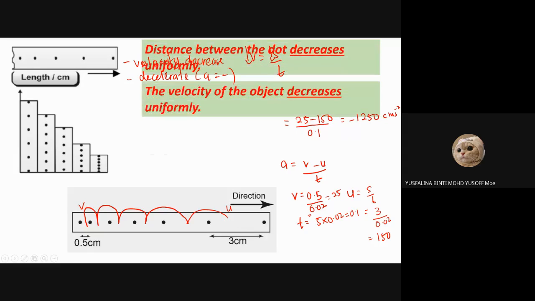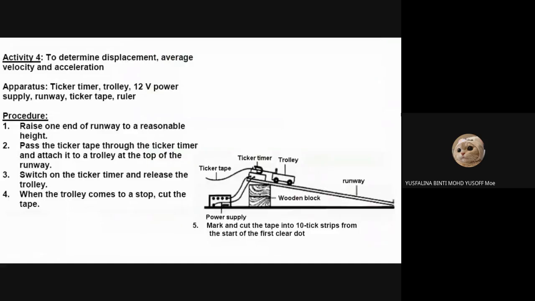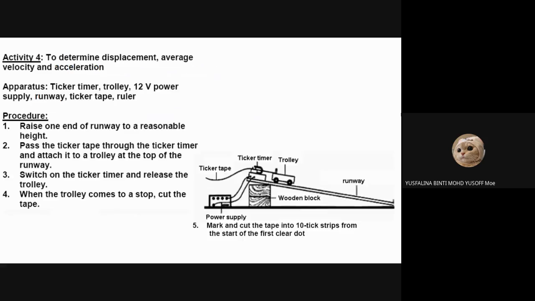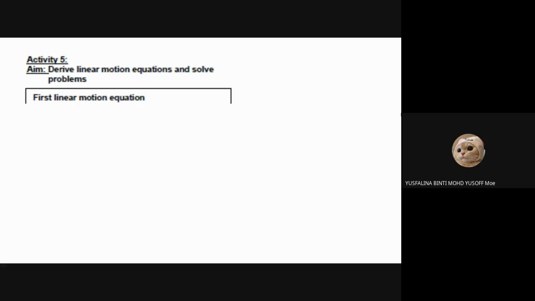Alright, so this is the last part for the linear motion. This one we do in the lab, the experiment. The next part is the linear motion equation. They have to know how to derive and how to use the formula.